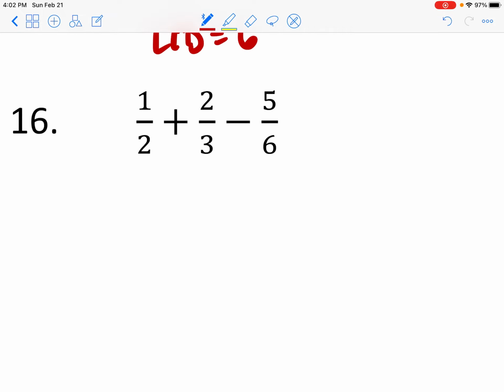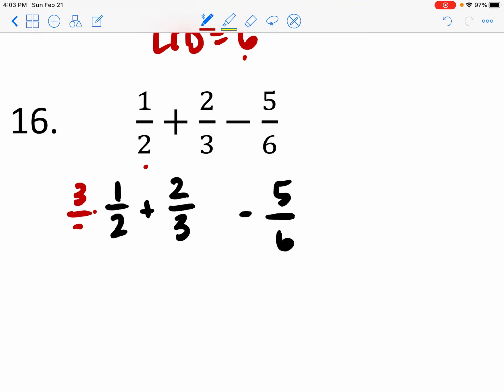So my first fraction, to go from 2 to 6, I'd have to multiply by 3. My second fraction, I have to go from 3 to 6, so I'm going to multiply by 2. And now I can't fit this here, so let me rewrite this. I'm going to have 1/2, plus 2/3, minus 5/6. So I said again, to get from 2 to 6, I have to multiply by 3. To get from 3 to 6, I have to multiply by 2. And to get from 6 to 6, I'm already there, don't have to multiply by anything.